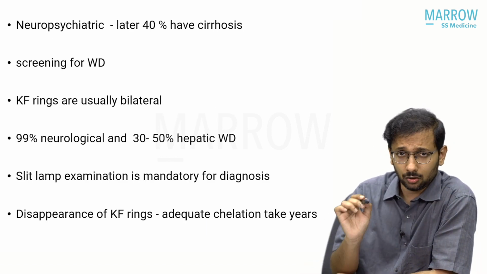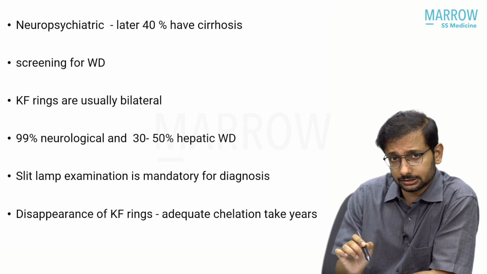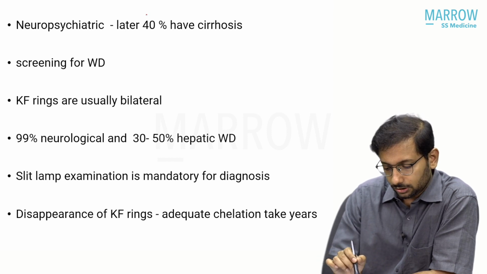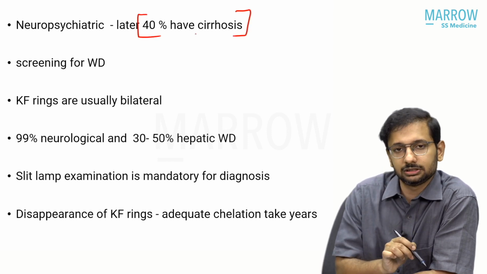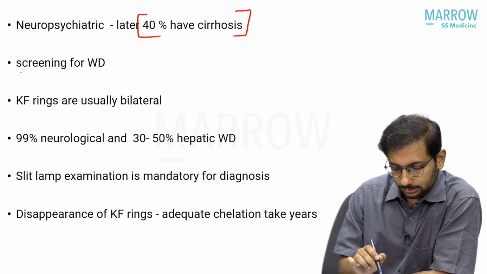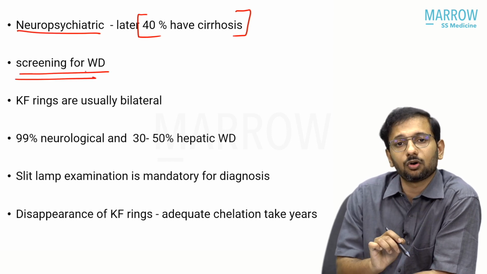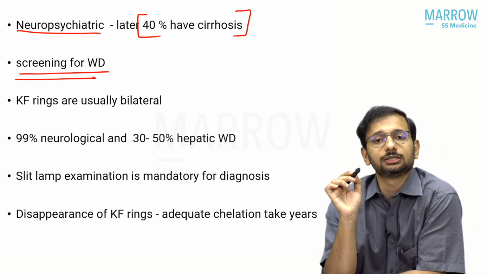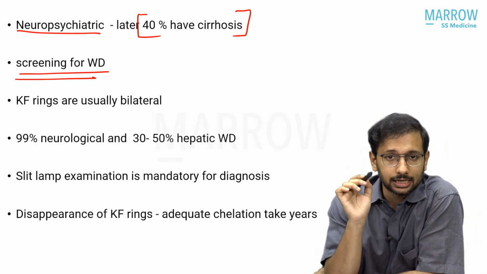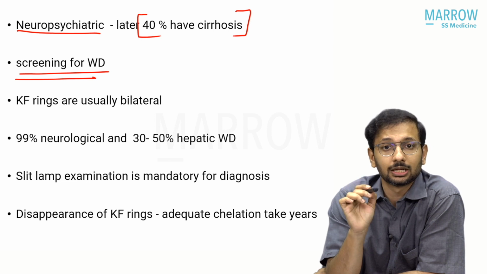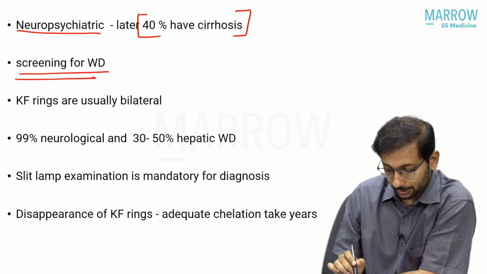Neuropsychiatric manifestations are almost always later in the lifespan, and 40% of those who have neuropsychiatric manifestations have cirrhosis. And thus, if you have neuropsychiatric disorders, you have to screen for Wilson disease. KF rings are almost always bilateral, and you need to know that KF ring is almost 99% to 100% in neurological Wilson's, whereas 30 to 50% in hepatic Wilson's.